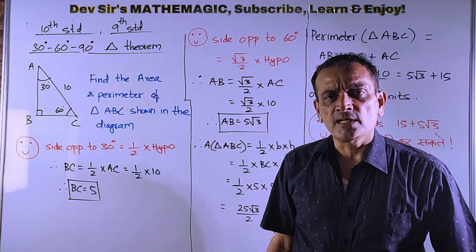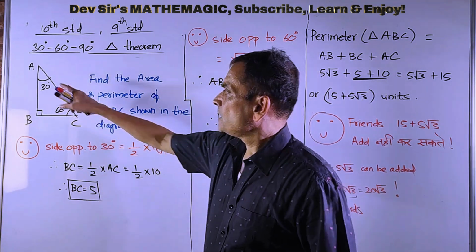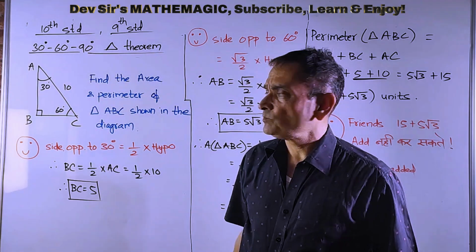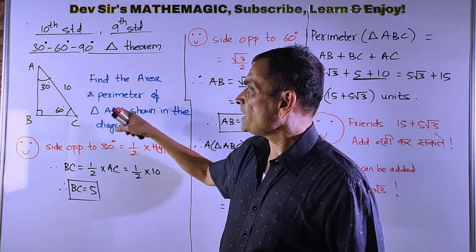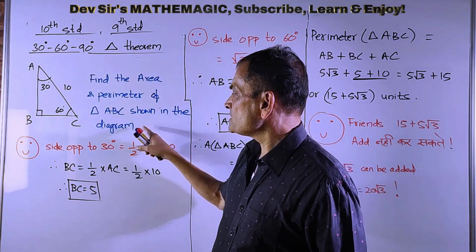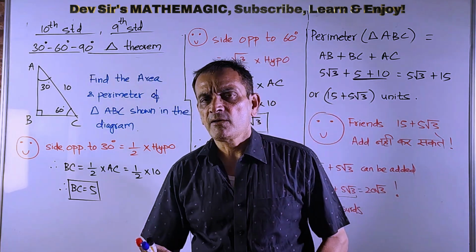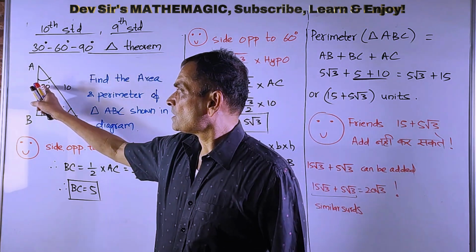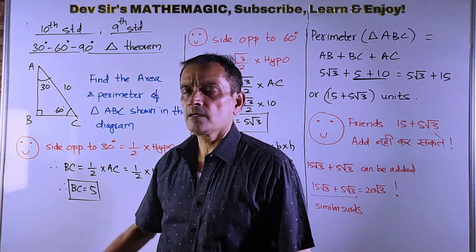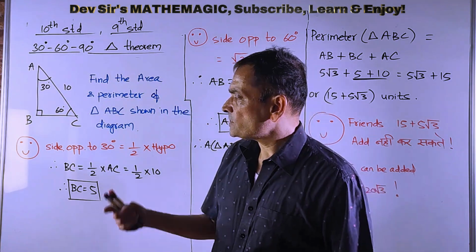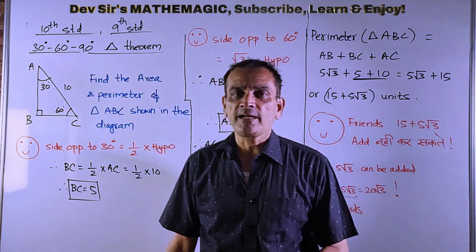Directly let's take the question. Question ले लेंगे. In triangle ABC, find the area and perimeter of triangle ABC shown in the diagram. Angles are given. Diagram में क्या क्या दिया है? 30, 60, 90. So it is already given that it is a 30, 60, 90 triangle.